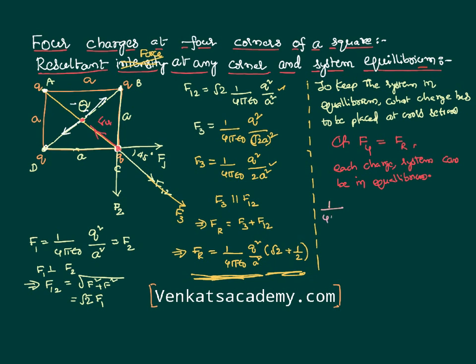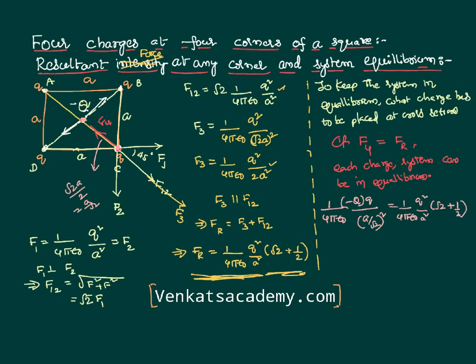F4 is equal to 1 by 4 pi epsilon naught minus Q between this and this, and small q, by the distance. As the total distance is root 2a from here to here, as this is half of it, the distance between these two is nothing but root 2a by 2. That is nothing but equal to a by root 2. So, a by root 2 whole square equals the resultant force. We have already calculated that, 1 by 4 pi epsilon naught q square by a square of root 2 plus 1 by 2.